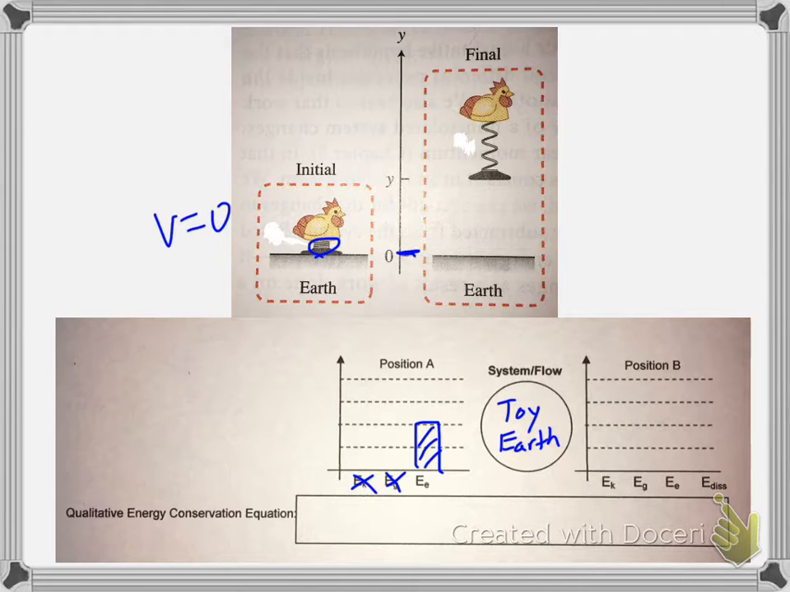Now in the final position we have obviously the chicken at some height above the ground. Before I was measuring the height from the bottom of the toy, so I'm going to do the same thing and say that's the height. So if I was actually measuring a value, that's the height I would pick. But it's off the ground, and that's going to give us some gravitational potential energy. The spring is no longer stretched out or anything, so there's no elastic energy.